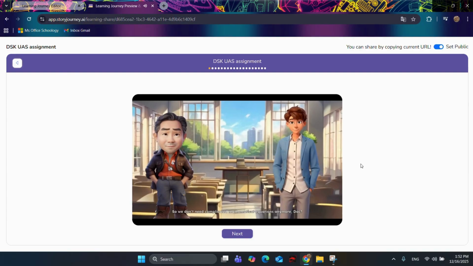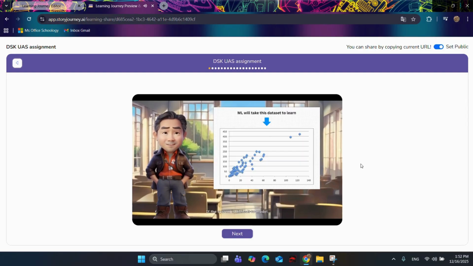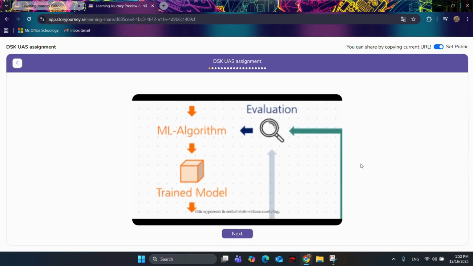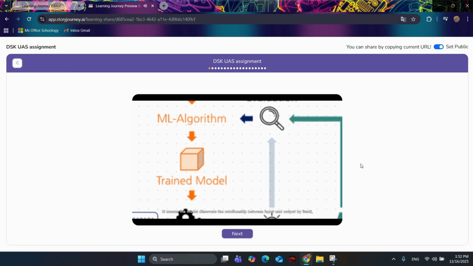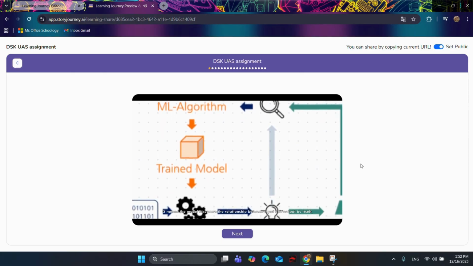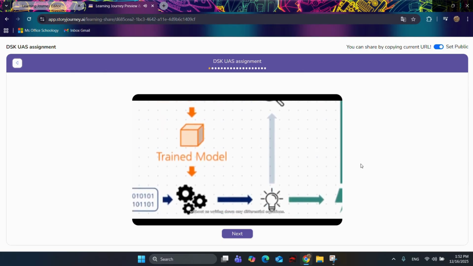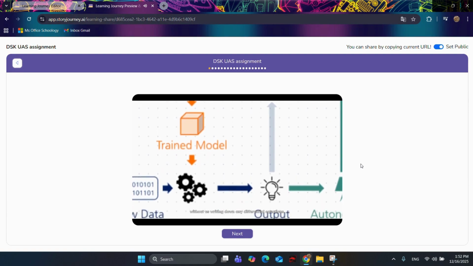So we don't need complicated mathematical equations anymore, Doc? I mean, that sounds almost too simple, right? Like just feed it data and it figures everything out? Exactly. If the system is difficult to model, we just provide a dataset. ML will learn the dynamics automatically. This approach is called data-driven modeling. It means the model discovers the relationship between input and output by itself, without us writing down any differential equations.